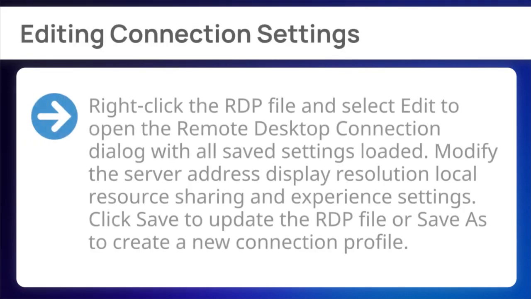Next, editing connection settings. Right-click the RDP file and select Edit to open the remote desktop connection dialog with all saved settings loaded. Modify the server address, display resolution, local resource sharing, and experience settings. Click Save to update the RDP file, or Save As to create a new connection profile.